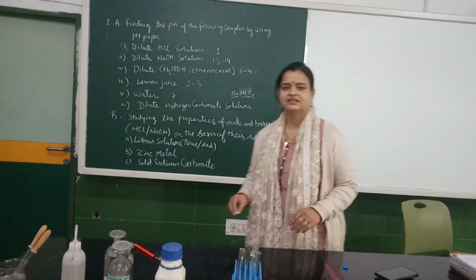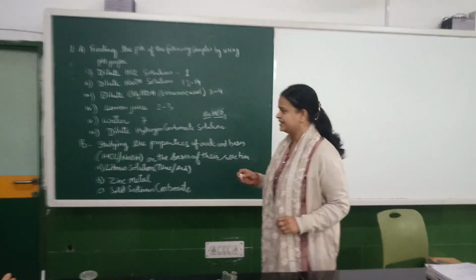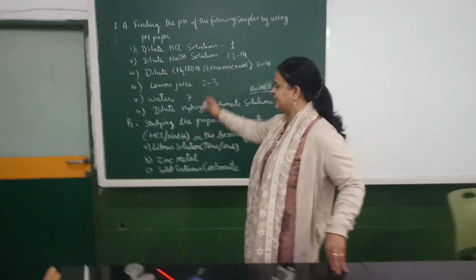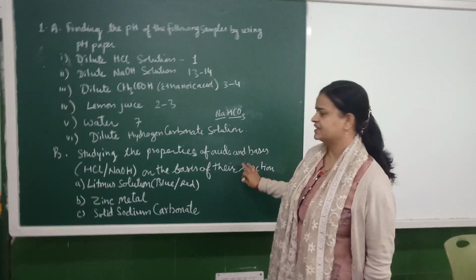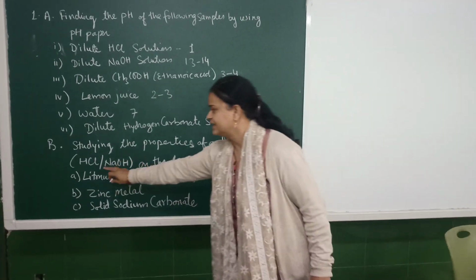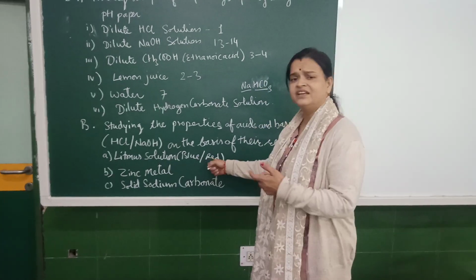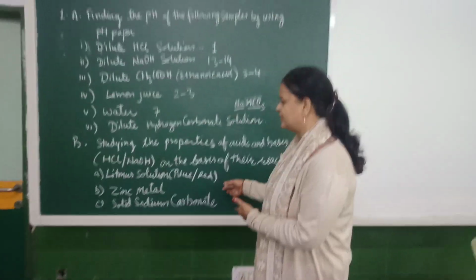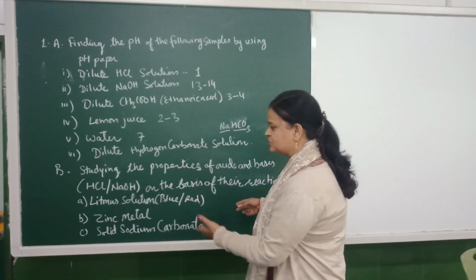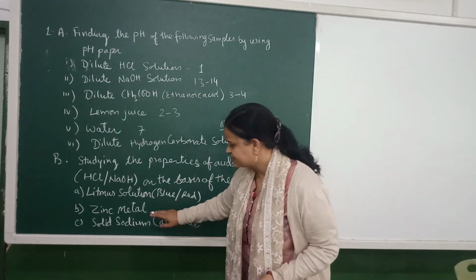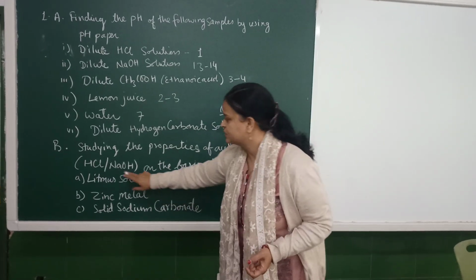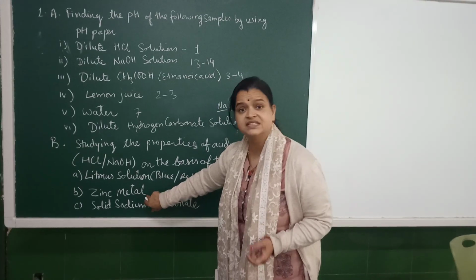Second part. Hello students, let us continue with the second part of this practical, that is studying the properties of acids and bases. We are taking HCl as acid and NaOH as a base. How they change the color of litmus paper, we have already done. Let us discuss how HCl and NaOH react with zinc metal.